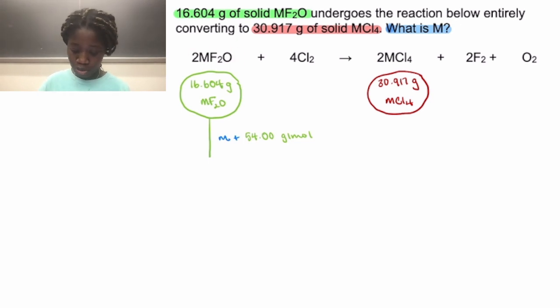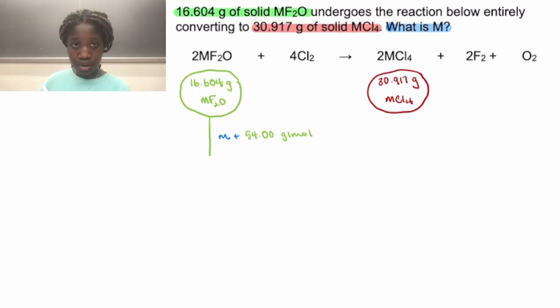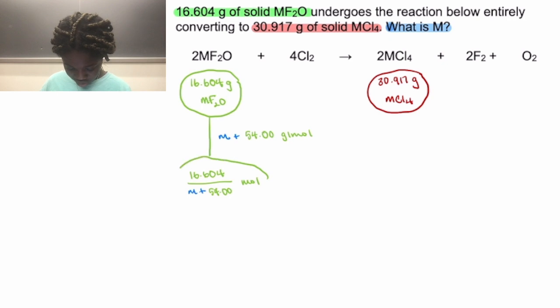So in this next bubble, we will have 16.604 over m plus 54 moles. So this is the molar amount of MF2O.